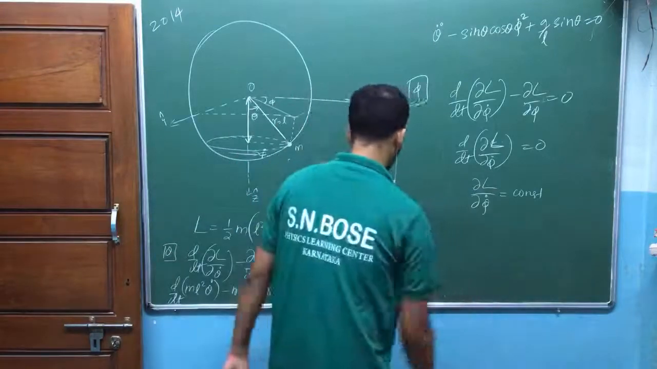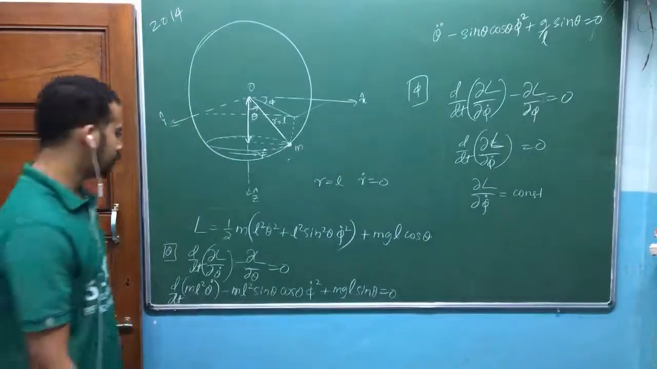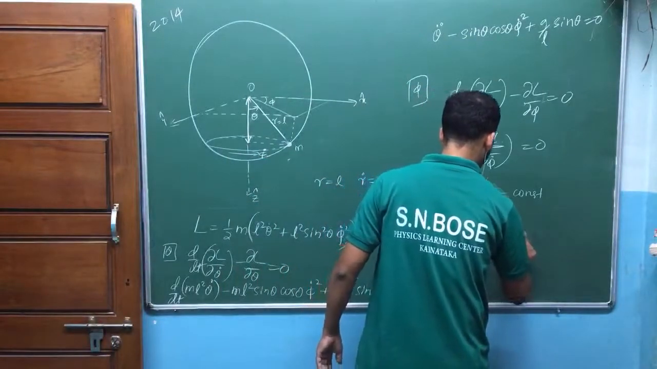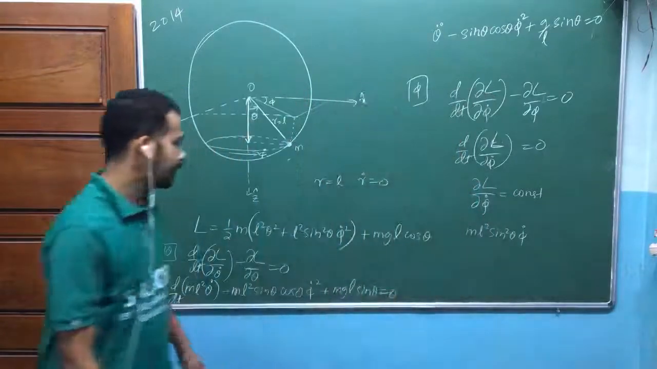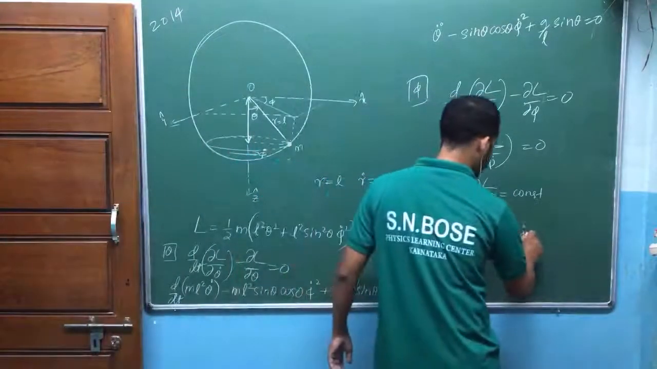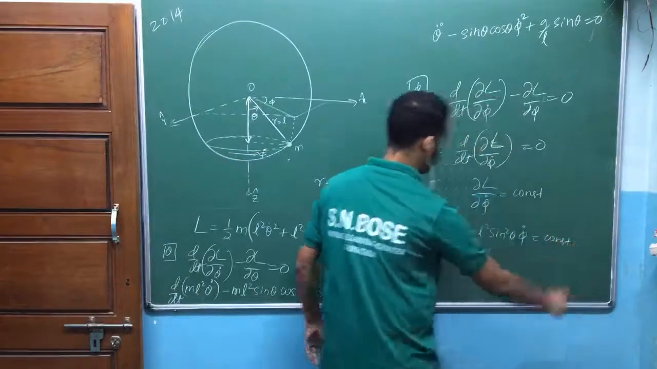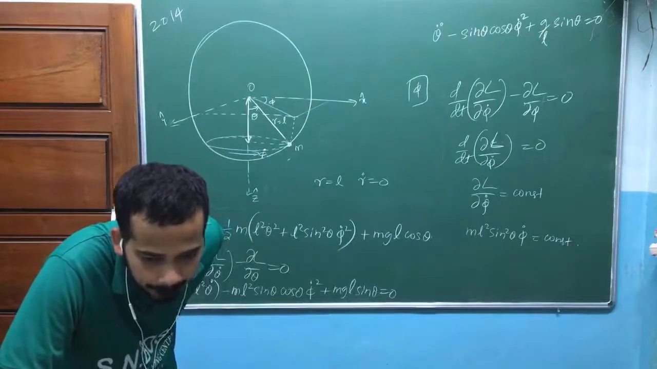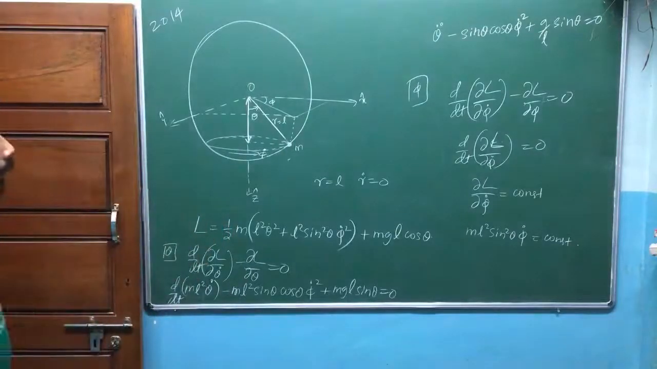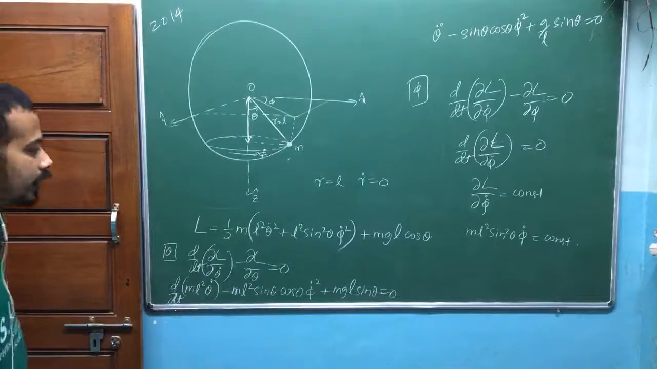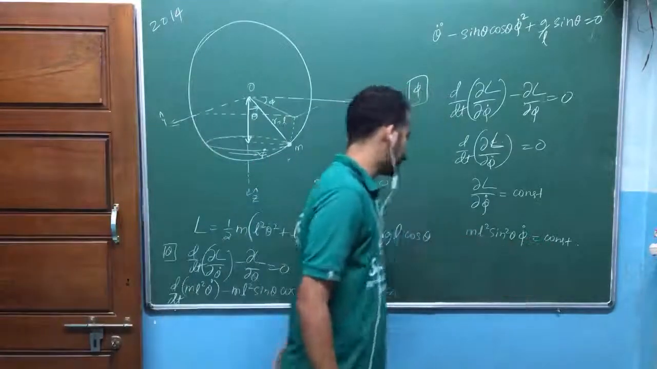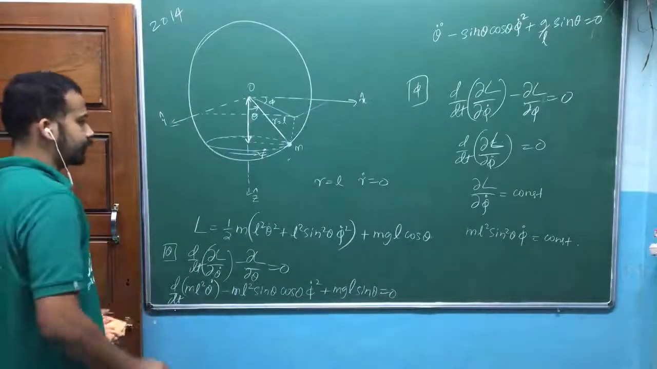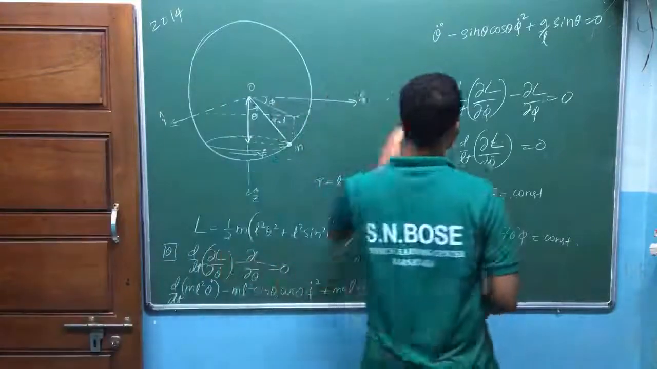Now what is this dou L by dou phi dot? Dou L by dou phi dot is m L square sin square theta phi dot. m L square sin square theta phi dot is equal to constant. That means sin square theta into phi dot is constant. You can rewrite that equation if you need. Now let me go to the first part of the question. Let me keep these two equations of motion here.